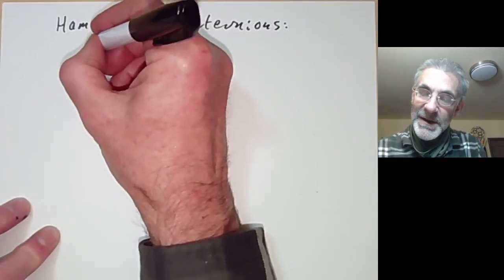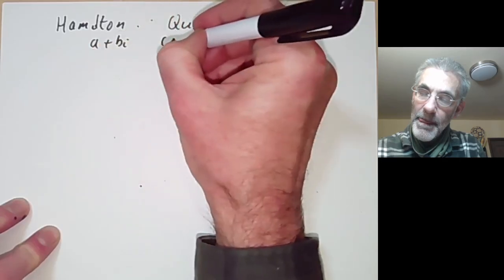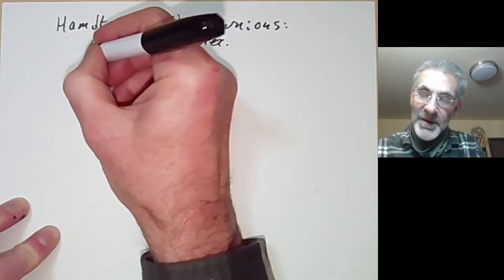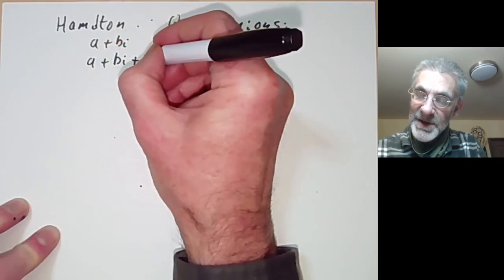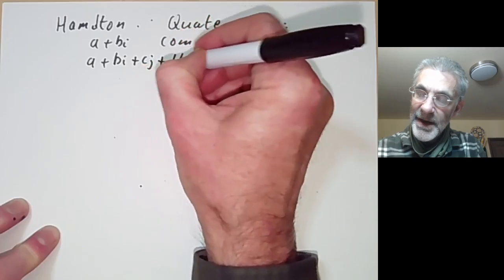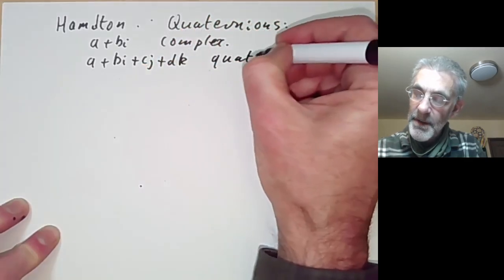Complex numbers are written as a plus bi, and the quaternions need four variables. They're a plus bi plus cj plus dk. So these are the quaternions.